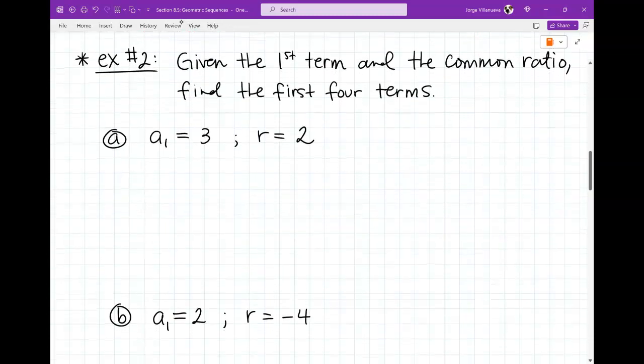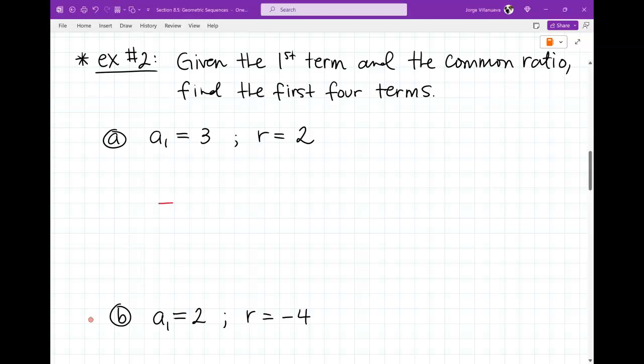Kind of like yesterday, the instructions are a little long, so I'll give you guys a little bit of time to write those down. All right, so for example number 2, the instructions say, given the first term and the common ratio. So I'm giving you a sub 1, and I'm giving you R. Remember, R is what multiplies the numbers over and over. That number is going to multiply again and again and again. Find the first 4 terms.